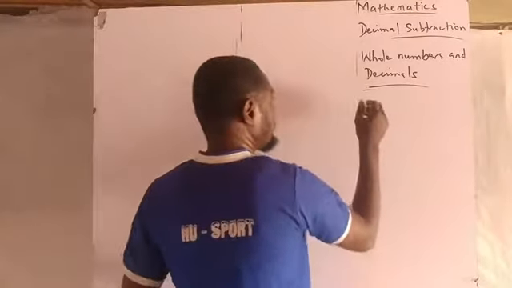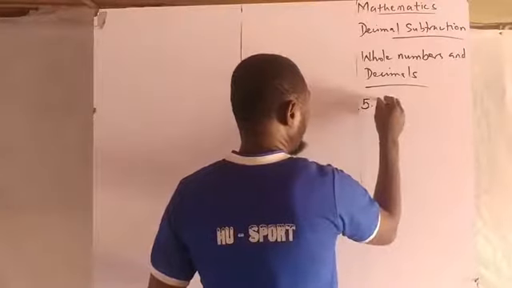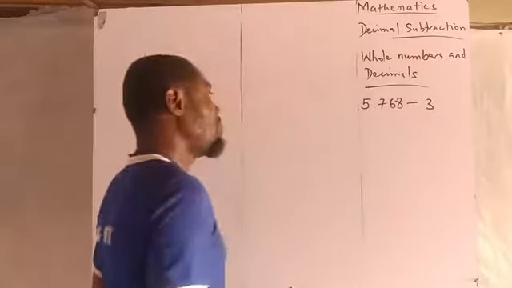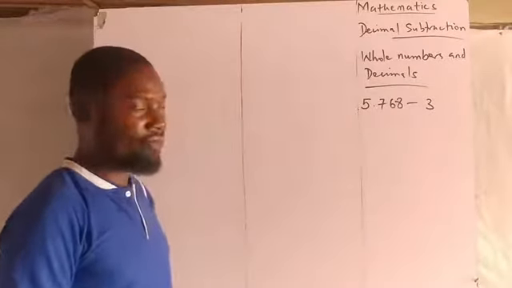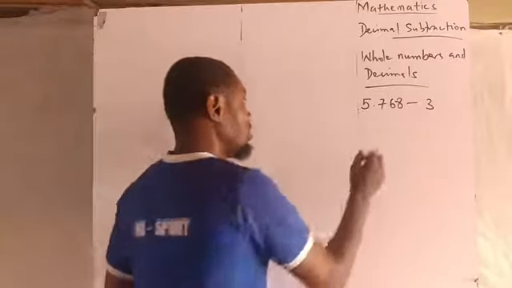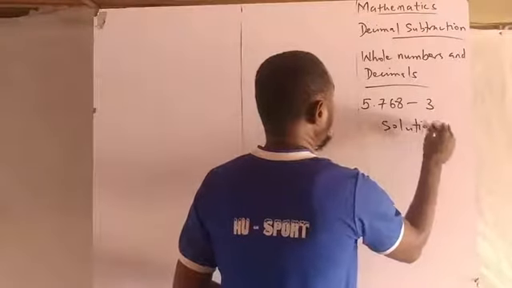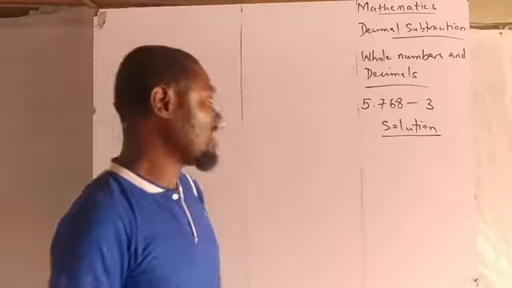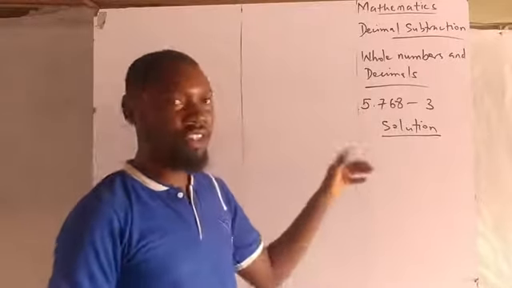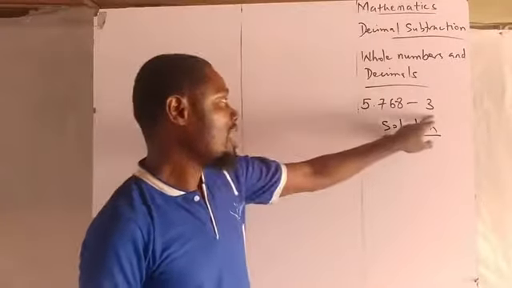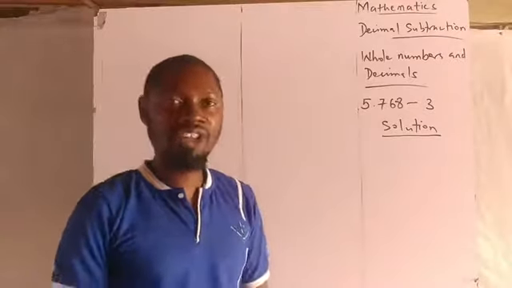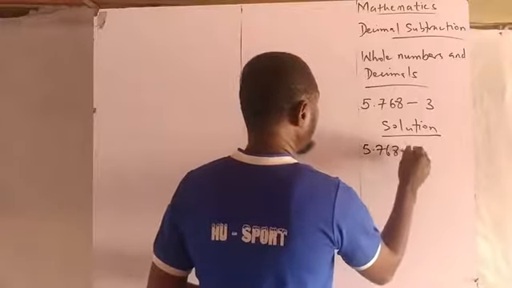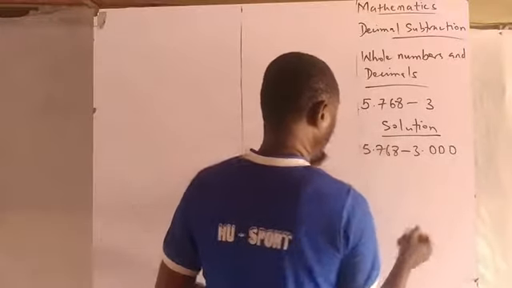Look at this. 5.768 take away 3. Solution: 5.768 is a 3 decimal place number. So I need to express 3 as a 3 decimal place number. That would be 3.000. So what I have here will be 5.768 take away 3.000.